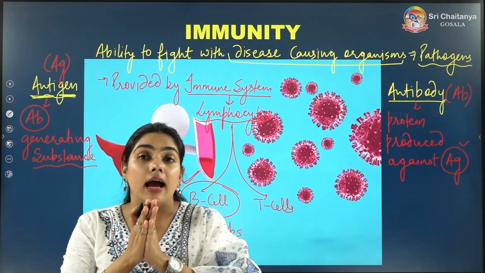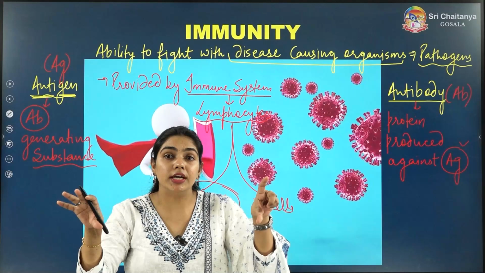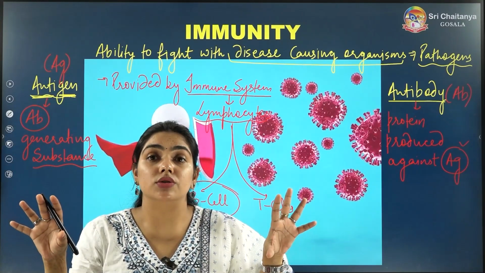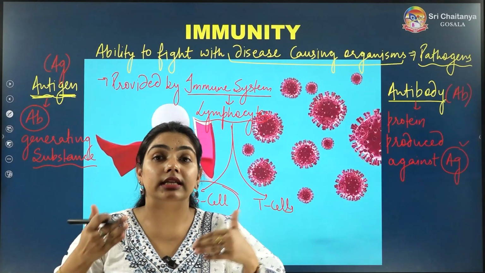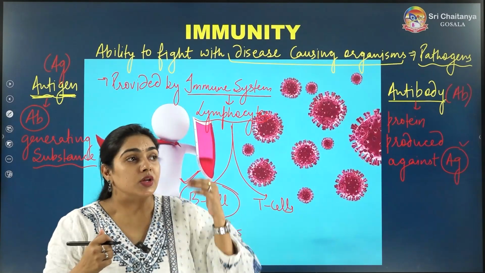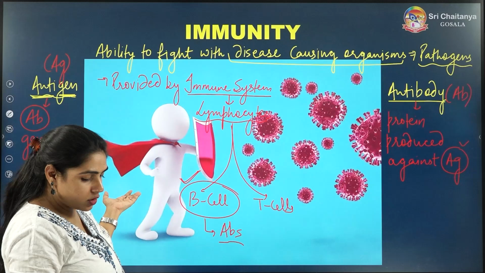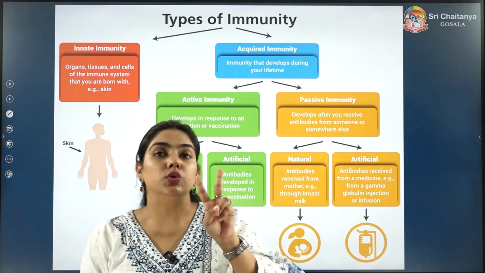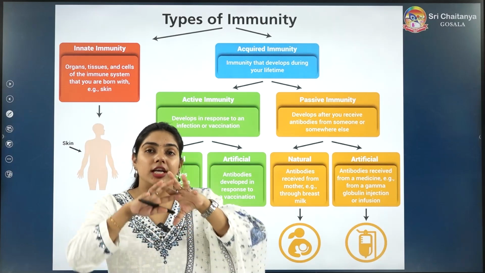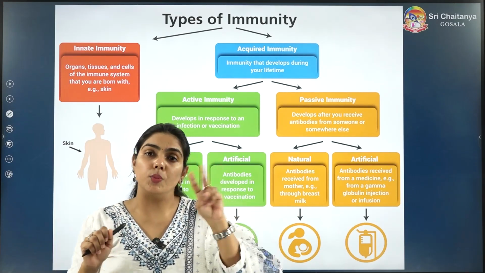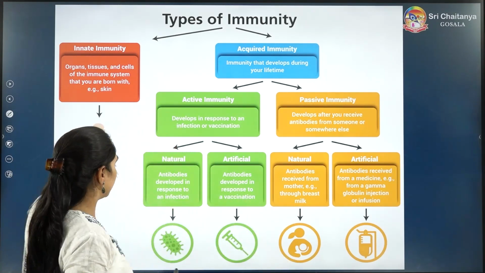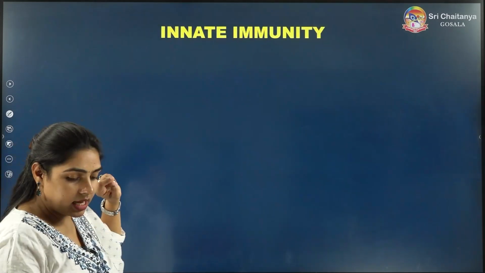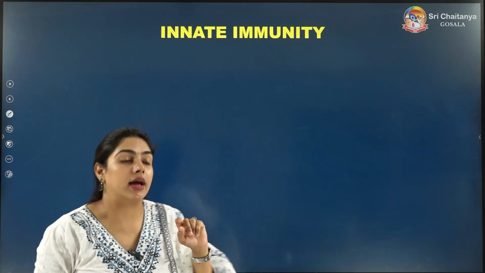So here I am going to discuss immunity mainly, so that you will be clear about what is immunity and what are the different types of immunity, right? So let us move to the types of immunity. Here we have two types of immunity. Initially, we are dividing the immunity into two parts. One is innate immunity, another is acquired immunity. So let me explain what is the difference between innate immunity and acquired immunity.